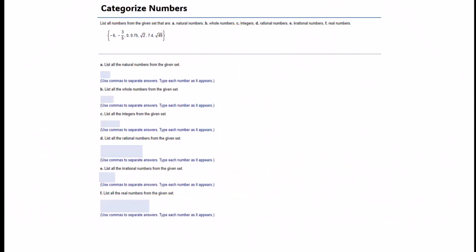Let's look at this problem. List all numbers from the given set that are A, natural numbers, B, whole numbers, C, integers, D, rational numbers, E, irrational numbers, and then finally F, real numbers.